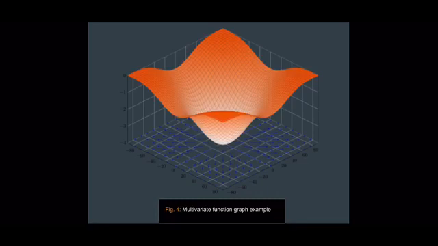Gradients are expressed as a vector, which contain the directional derivatives of the function. And basically, the directional derivatives are just the derivatives of the function with respect to a particular variable within the function, since there are multiple variables.